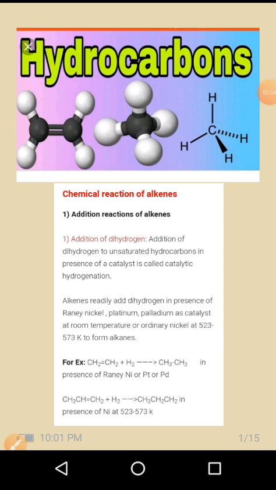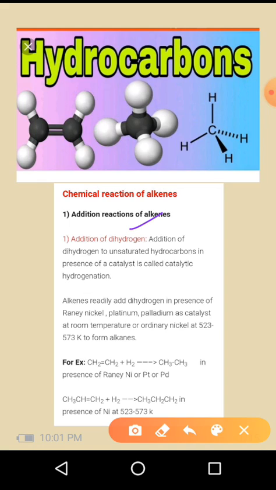So in this class we are going to discuss the chemical reactions of alkenes. So, addition reactions of alkenes. The first one is the addition of dihydrogen. Addition of dihydrogen to unsaturated hydrocarbons in the presence of a catalyst is called a catalytic hydrogenation reaction.